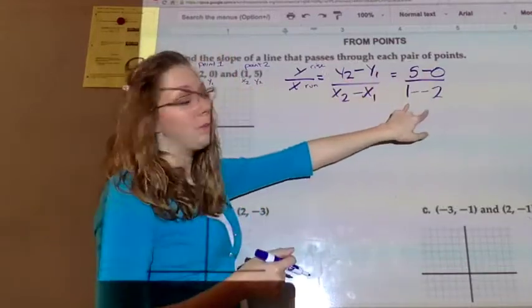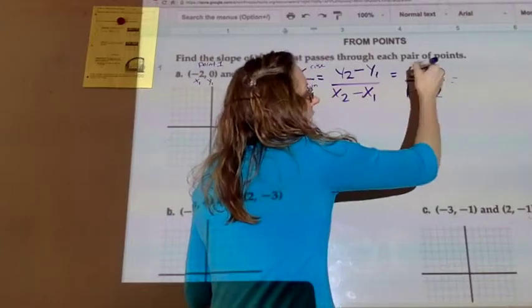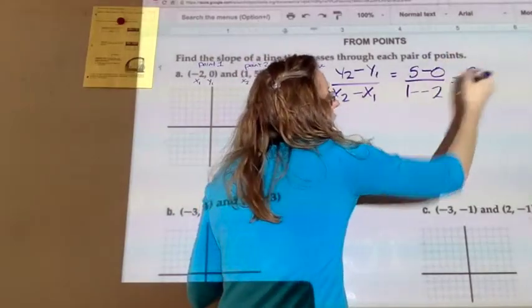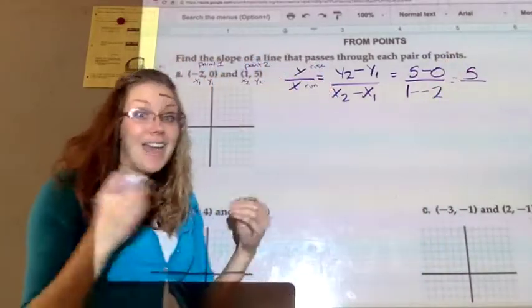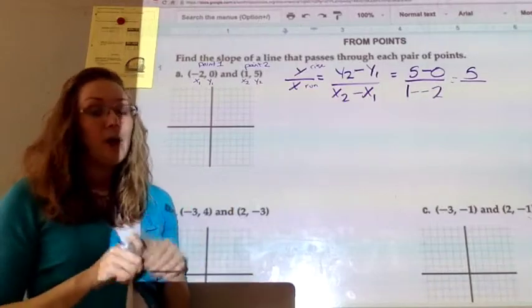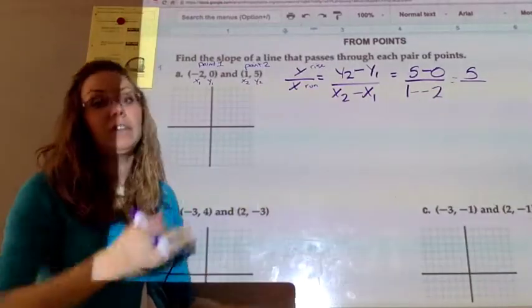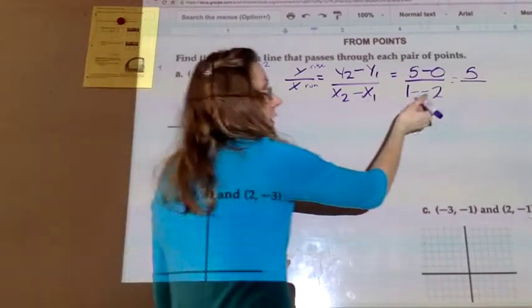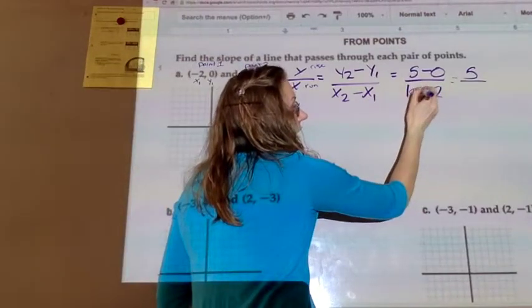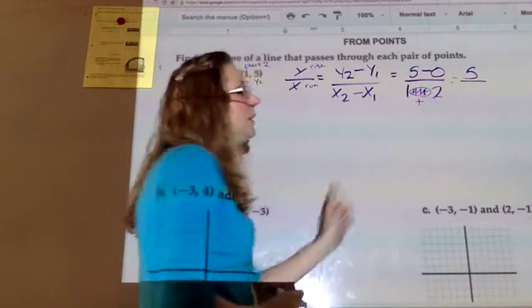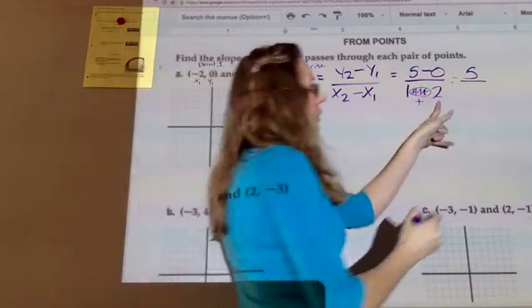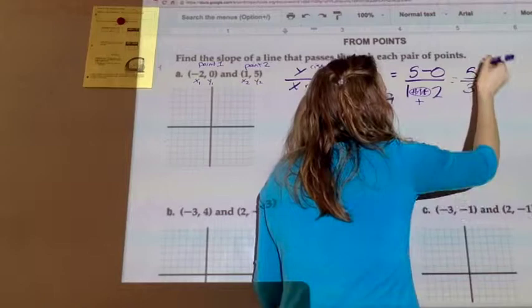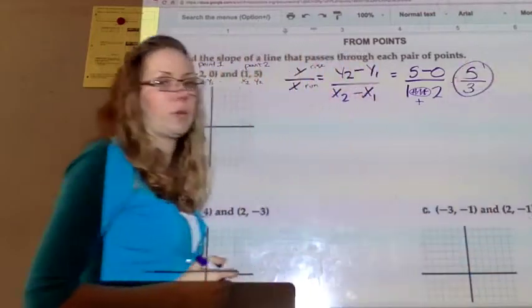Now we're just going to solve them like we did before, okay? 5 minus 0 is 5 over, and this is where, again, there's been several times this year that if you haven't been good with positives and negatives, it's going to nip you in the butt, okay? You got to take care of it. So here, I have two negatives next to each other, which means they cancel out and become a plus. So I really have 1 plus 2, which is 3. My slope is 5 over 3.